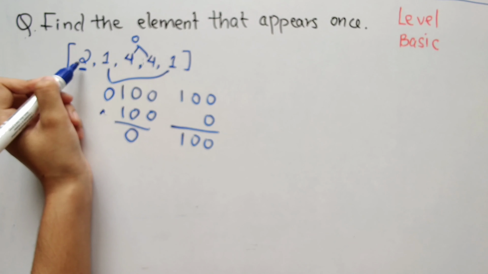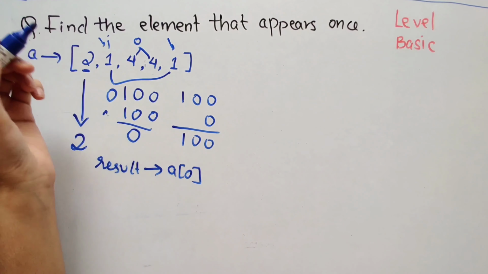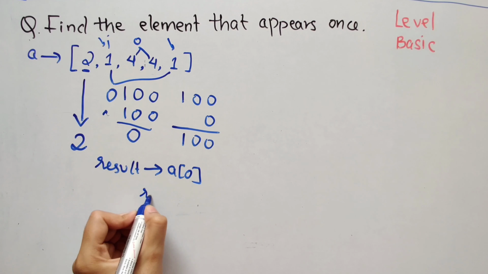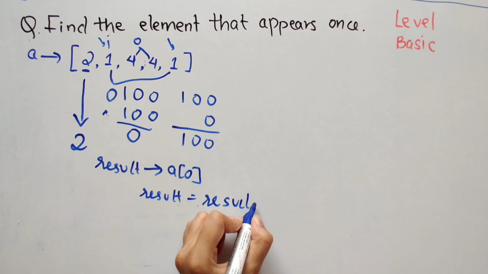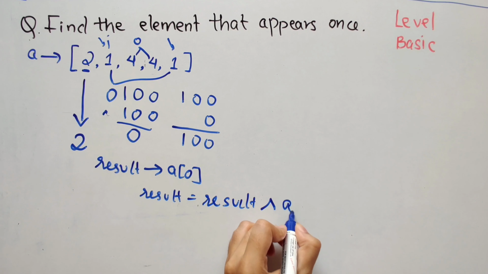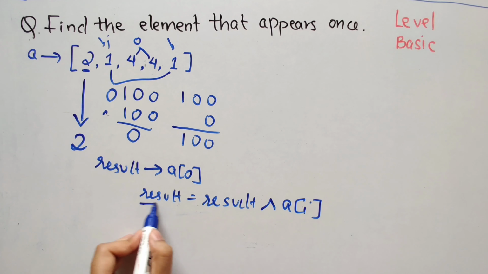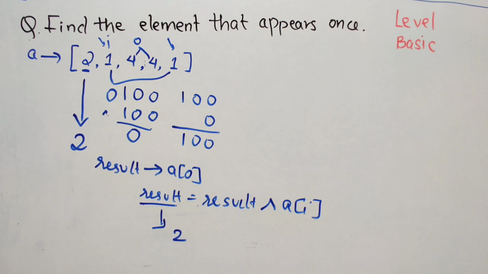So you basically run a loop where, let's say, you initialize your result to a[0]. If a is the array, then you can iterate from i equal to 1 to length minus 1, and all you do is result equals result XOR a[i]. In the end, this result is going to return you 2.